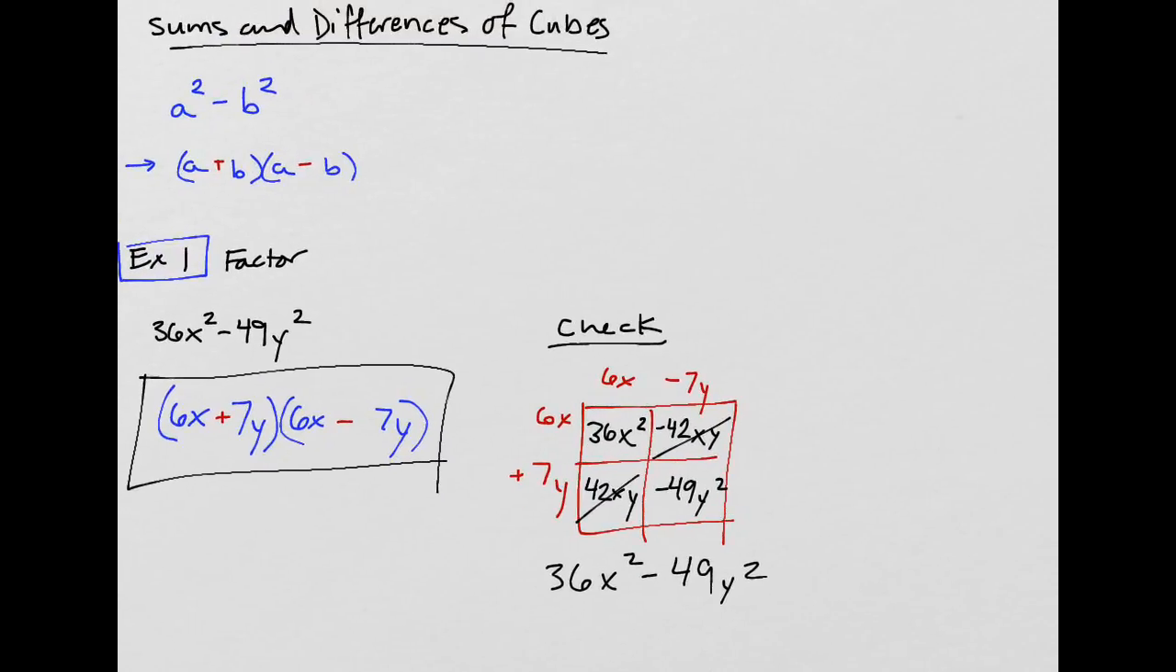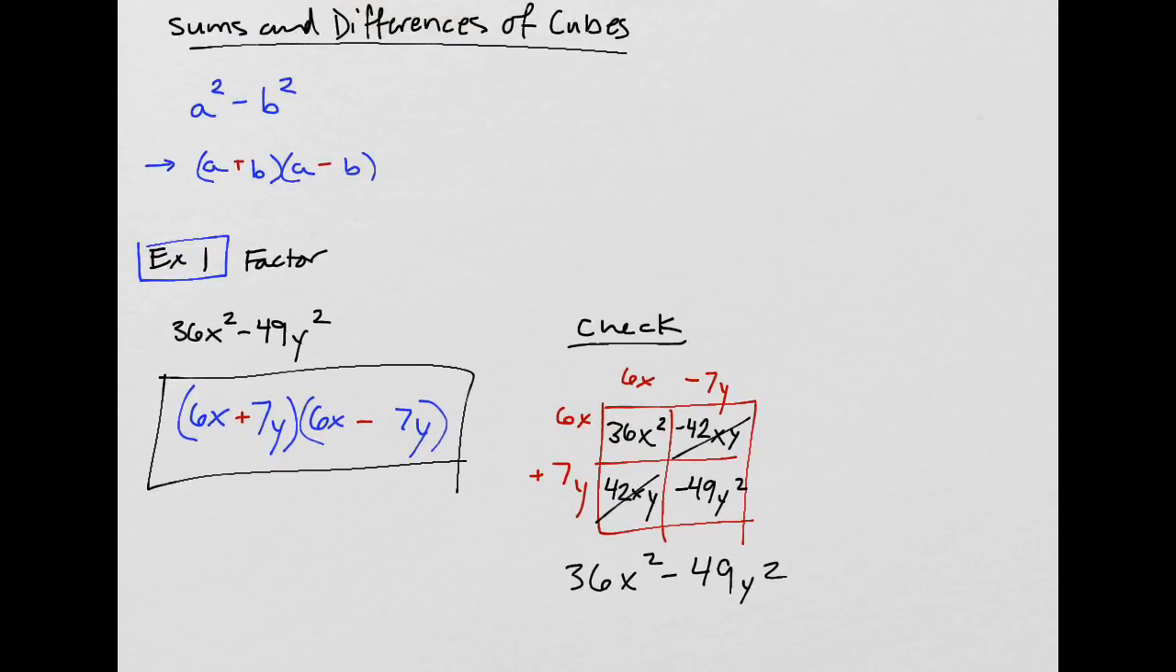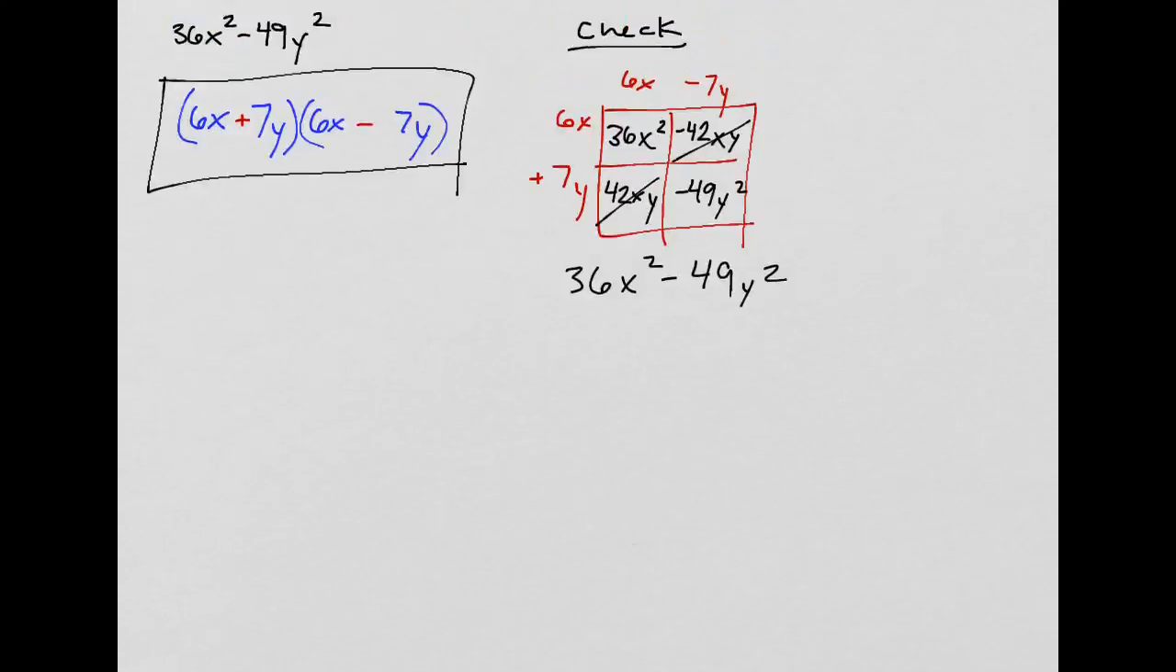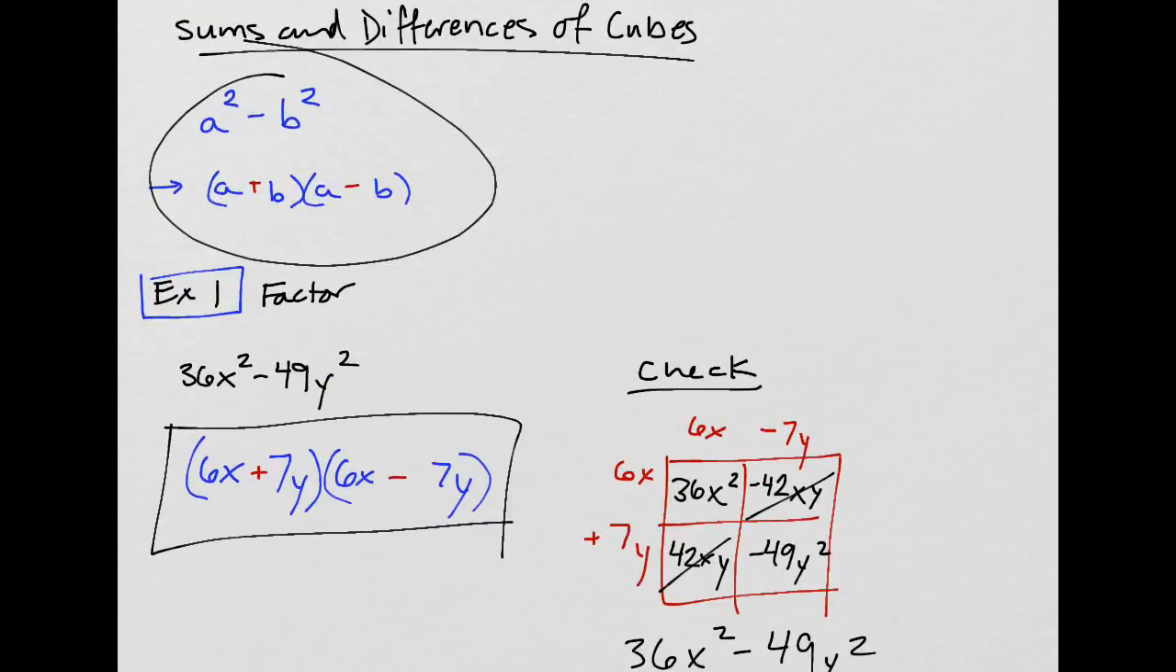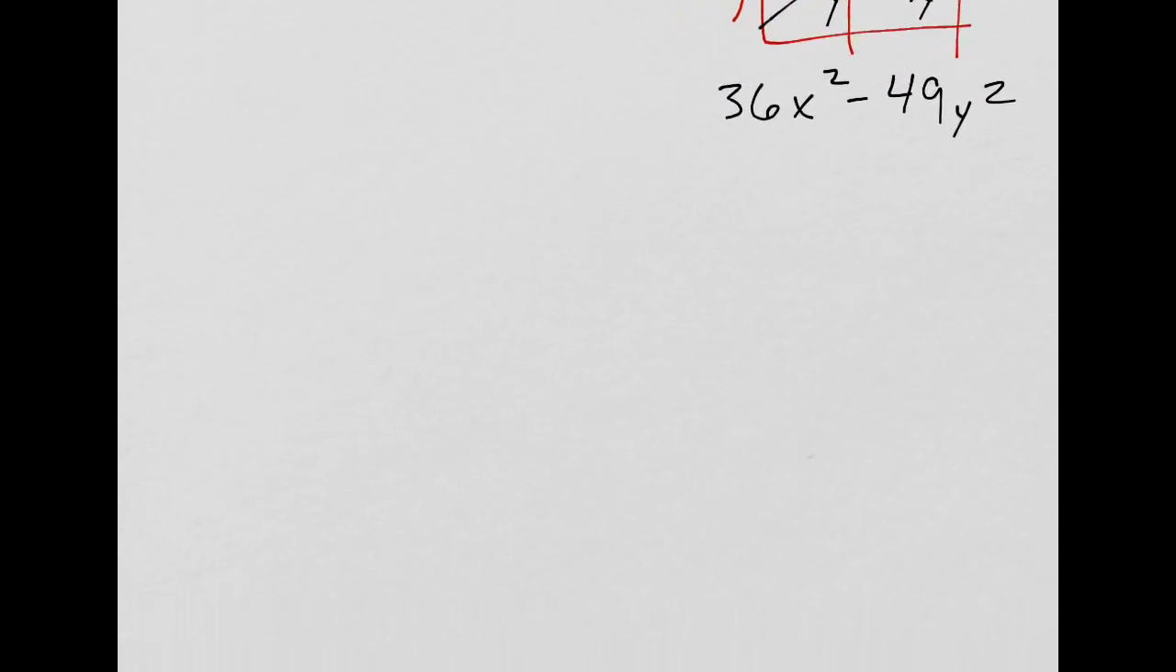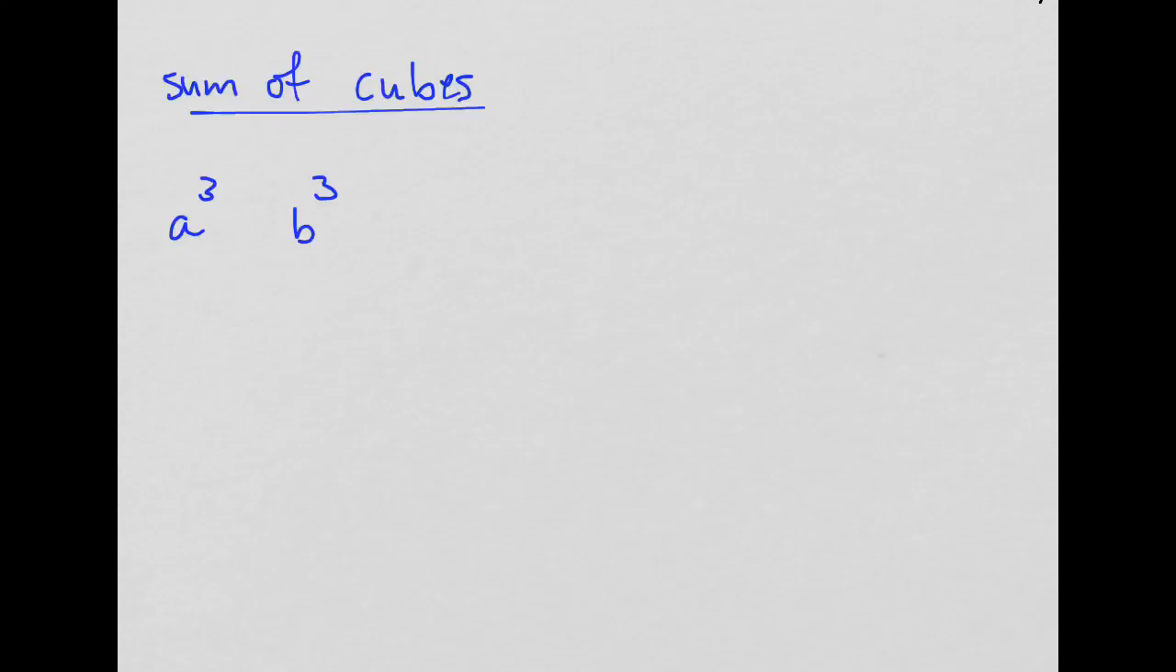Okay, let's move on to the sum and differences of cubes. I'm going to write the formulas or the patterns first, and I'll give you a way to remember it, and then maybe an example in the next video. So, what do we have here? Well, a sum of cubes. That is a cubed and b cubed, because they're cubes, and then sum means addition.